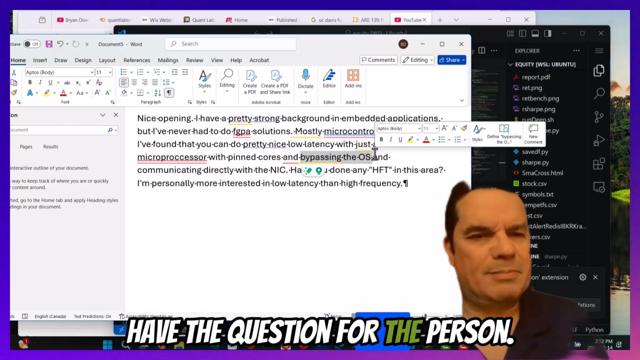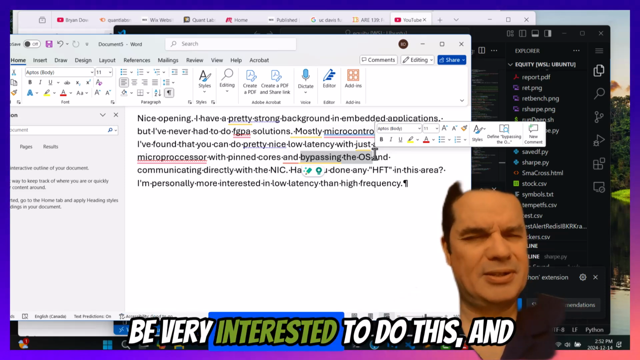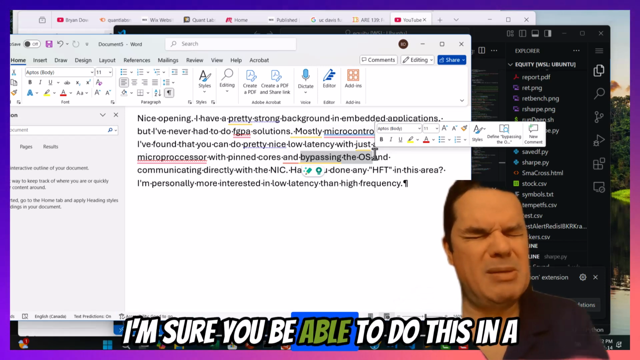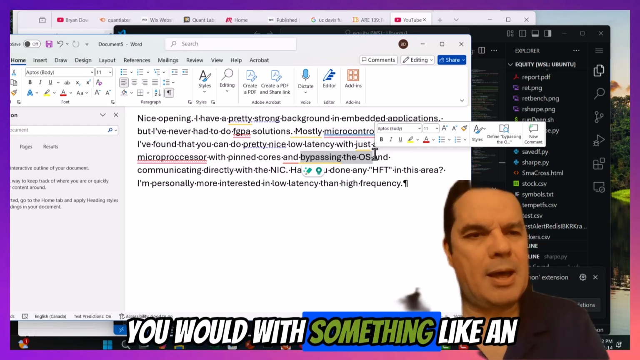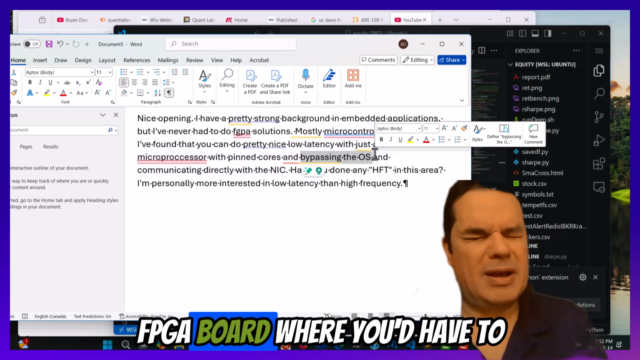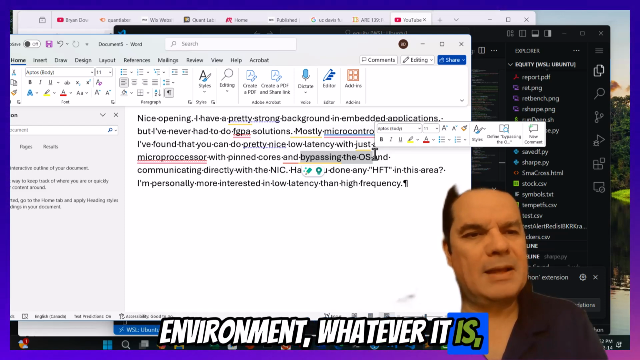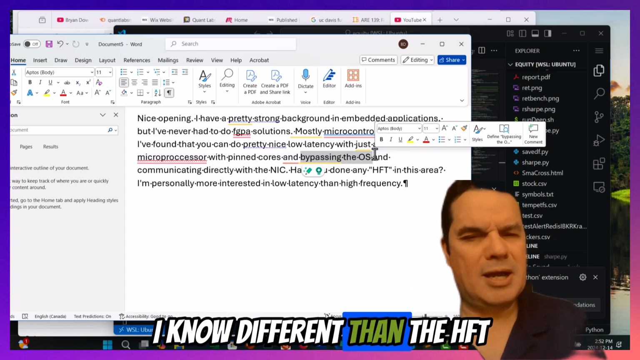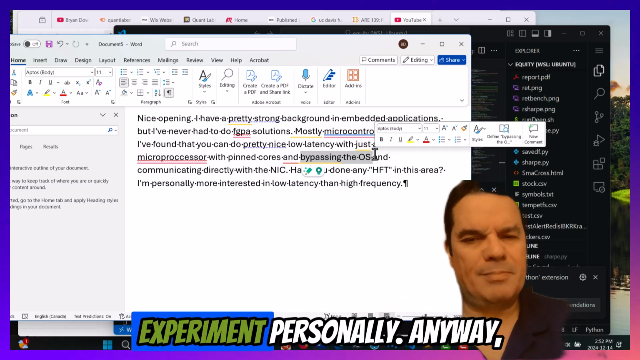This is where I have the question for the person. How are you able to do this? What are the tools you're using? I'd be very interested in this. And it says here low latency because I'm sure you'd be able to do this in a much more affordable way than with an FPGA board, where you'd have your processor environment sitting directly on the exchanges, no different than the HFT shops do. This would be an interesting experiment personally.